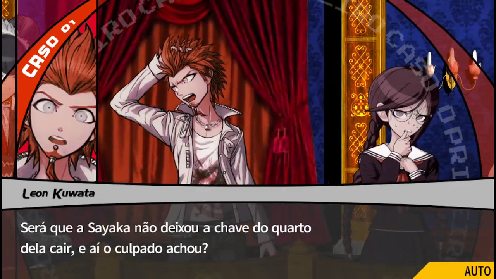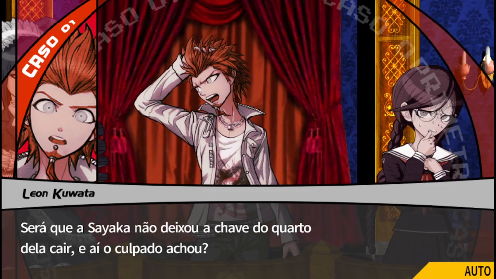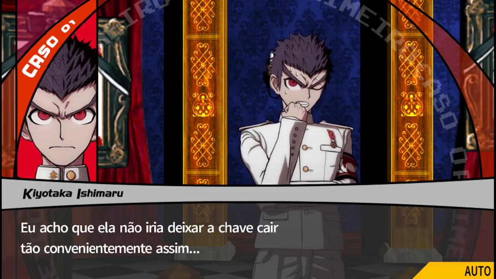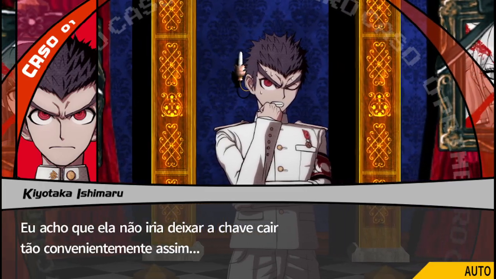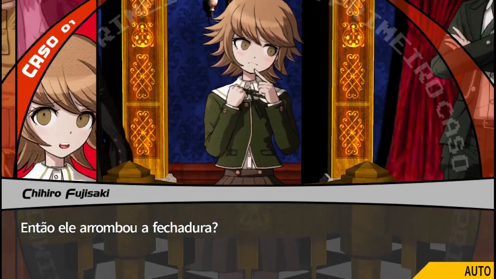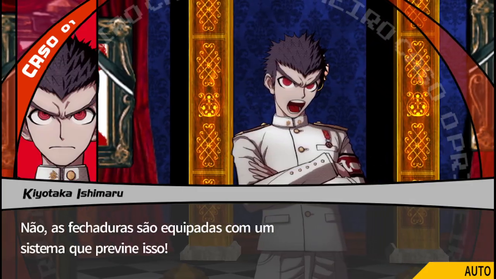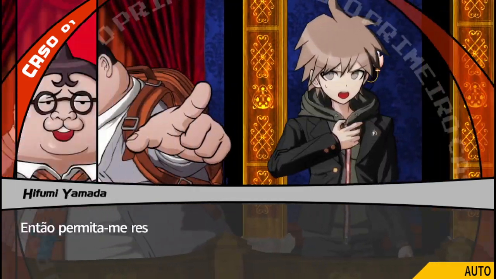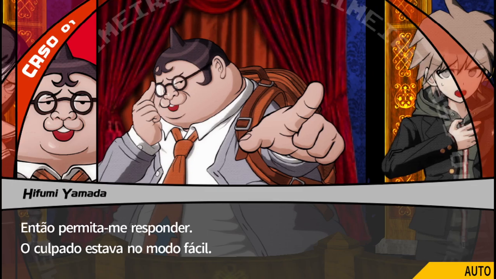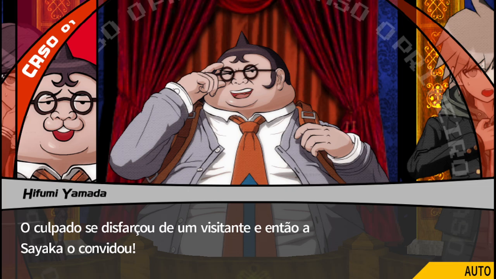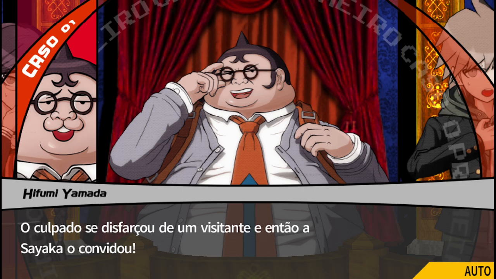Maybe Sayaka just dropped the key somewhere and the culprit picked it up. That's possible, right? I don't think so. That seems way too convenient. Then maybe someone picked the lock? Negative! If you remember, Monokuma made it quite clear that the locks are all unpickable. Fine. How about this? The killer got in the easy way. They could have knocked and said they wanted to talk or something, and Miss Maizono just let him in.